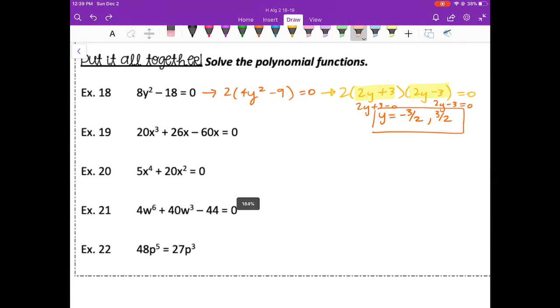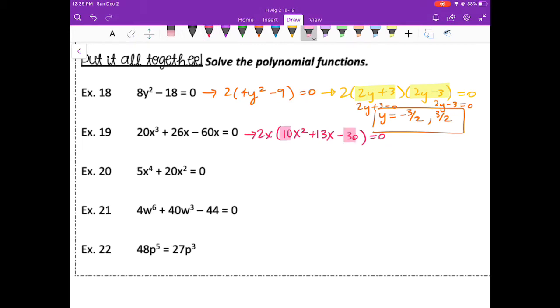In example 19, we want to look for a GCF. So it looks like our greatest common factor among those 3 terms on the left-hand side of the equal sign is going to be, looks like just a 2x actually. Not as exciting as I was hoping. So I take a 2x out of everything. I'm left with 10x squared plus 13x minus 30, yep, equals 0. I'll have to solve that one by using our trial and error formula.